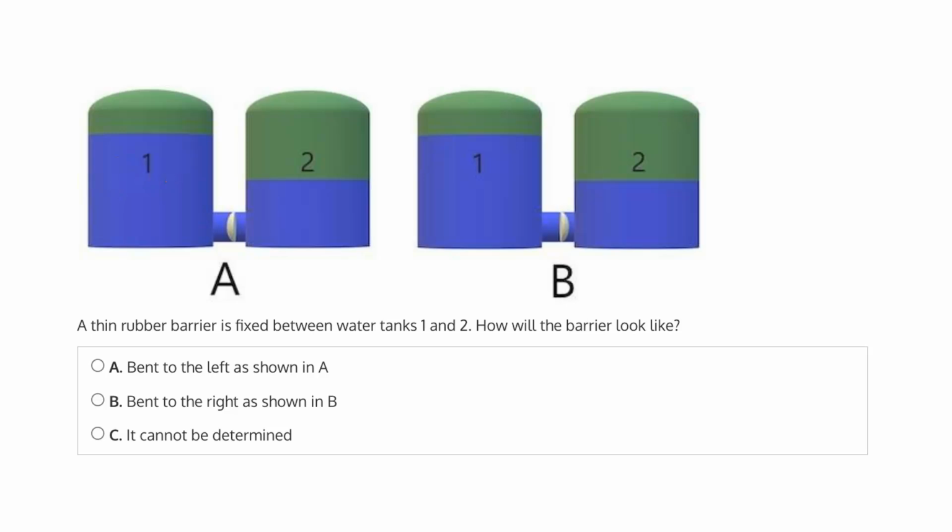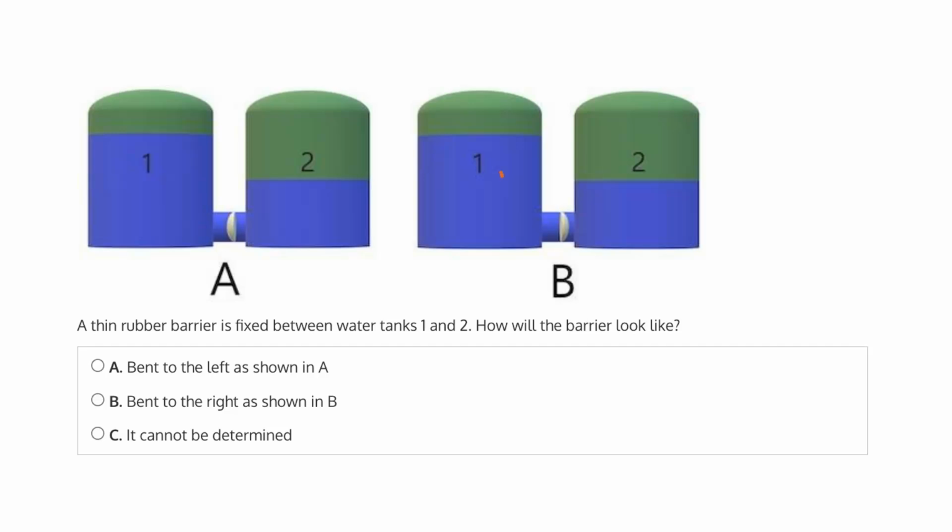And as a result, we're going to have more force directed from tank 1 to tank 2 than the other way around. And if that's true, we would not expect to see what we see in A, where the rubber barrier is being pushed towards tank 1. We would instead expect to see what we see in situation B.